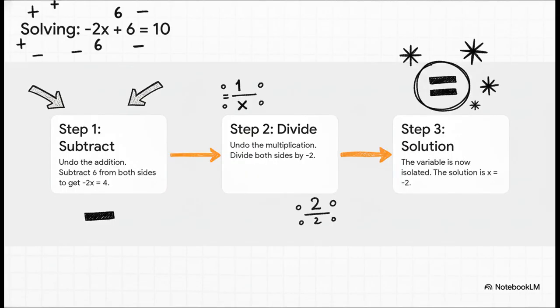Okay, let's see this whole thing in action. Our goal is to get x all by itself. So we have to work backwards, kind of like unwrapping a gift. The last thing that happened to x here was adding 6, so that's the first thing we undo. We subtract 6, but we have to do it to both sides to keep it balanced. Now, all we have is multiplication. So we undo that by dividing both sides by -2. And just like that, the puzzle is solved. We know for a fact that x equals -2.